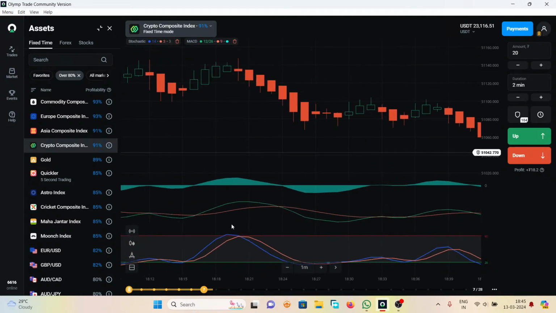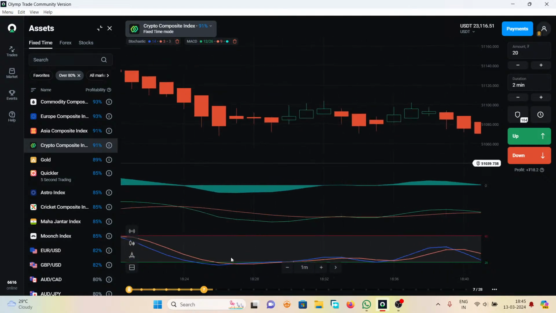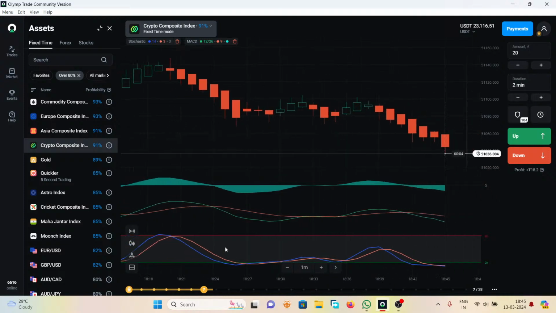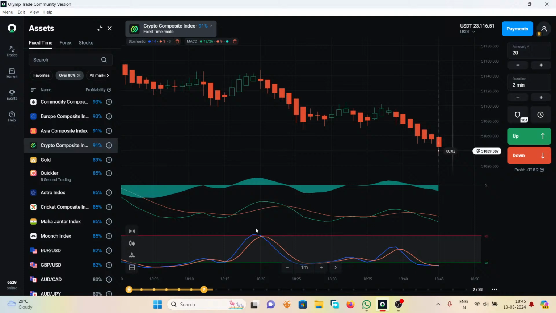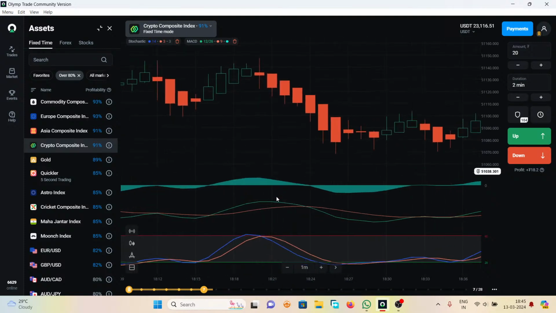And once we see both lines coming down and reaching level 20, that means the chart is oversold. And what to do? Once we see the chart is overbought, we can assume that in a short time there will be a chance to open a trade on a downtrend, or the trend might go down.